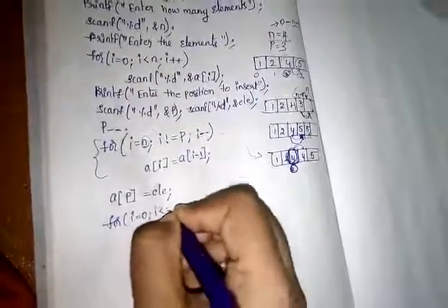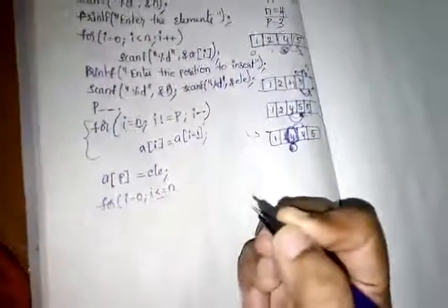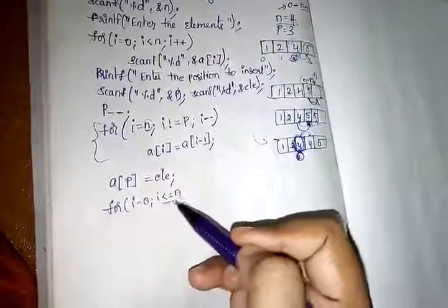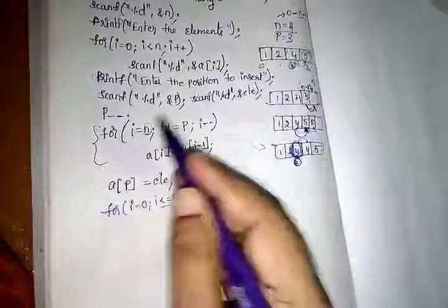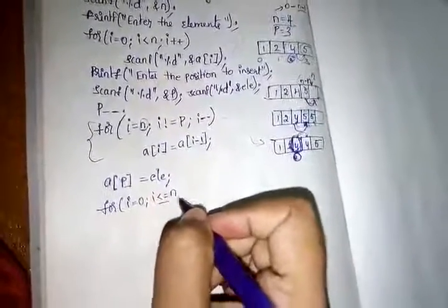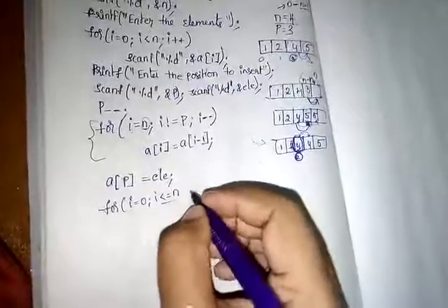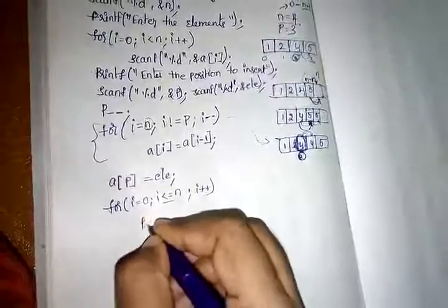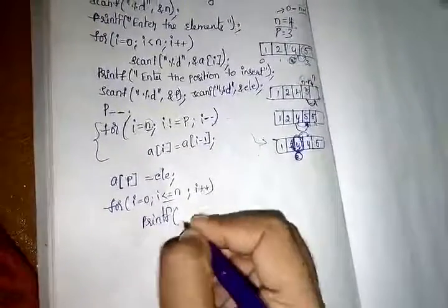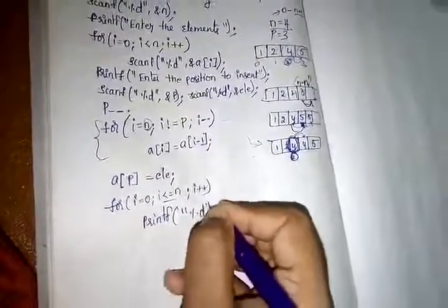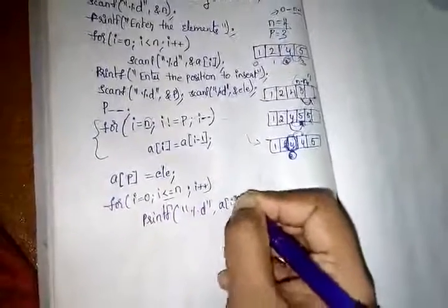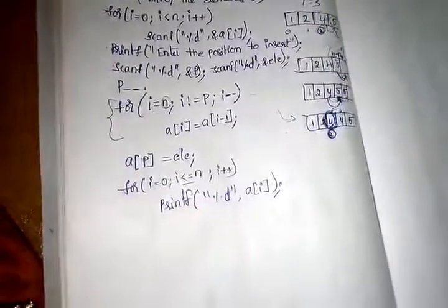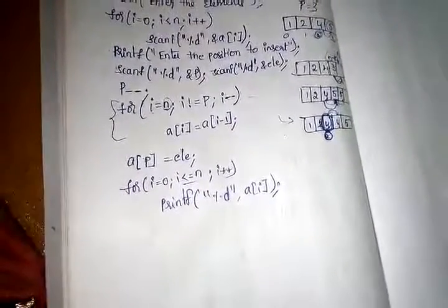I less than or equal to n. Now you need to write less than or equal to n, because if you write less than n, you will access only n minus 1 elements. Now as we have added one more element to the array, our final size will be equal to n, and then I plus plus. So printf %d comma a of I. Okay, so like this you can insert an element into an array.